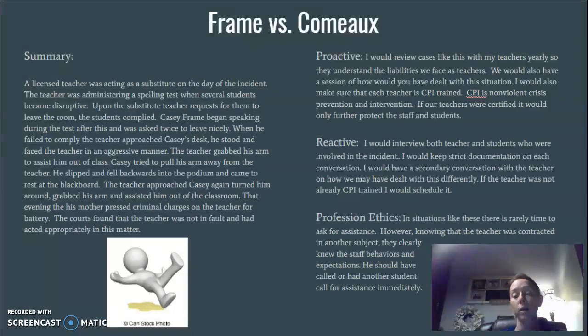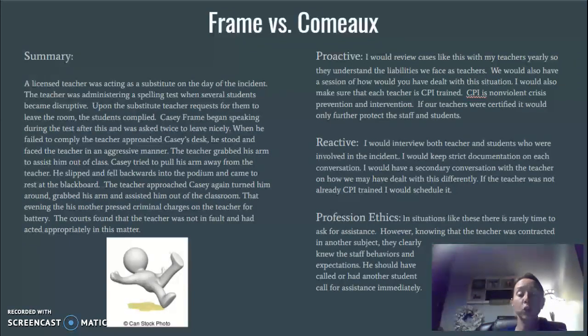I run a municipal recreation district, and the only way we can prepare for things is to practice. So I would run practice drills on sessions like this, so my teachers have a better idea of how they may deal with it. I would also make sure that each teacher is CPI trained. CPI is a non-violent crisis prevention and intervention method. If our teachers were certified, it would only further protect our students and staff.